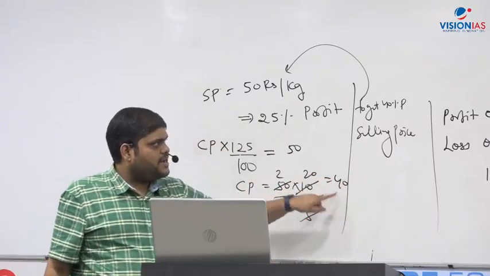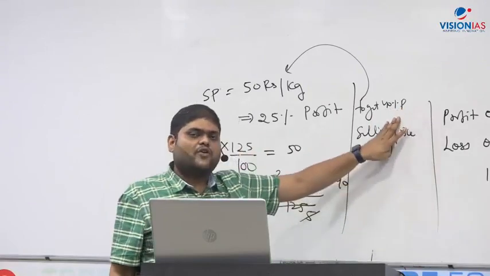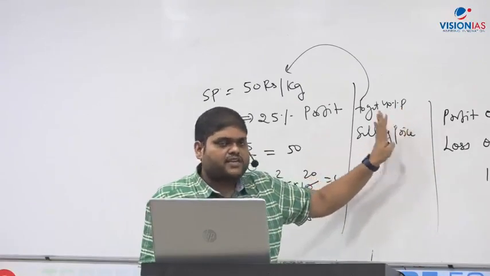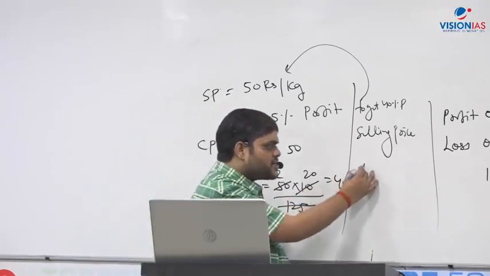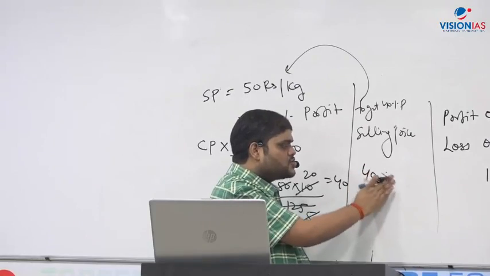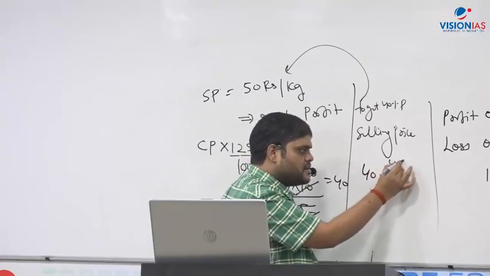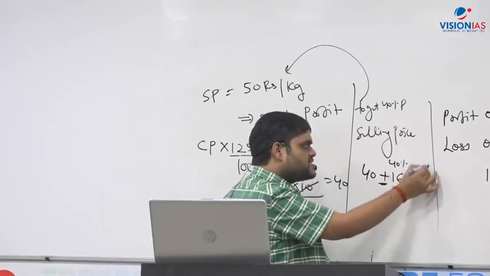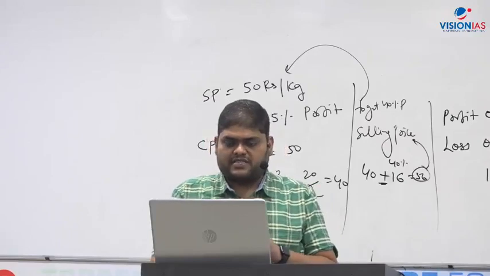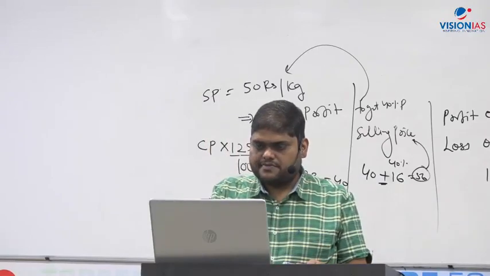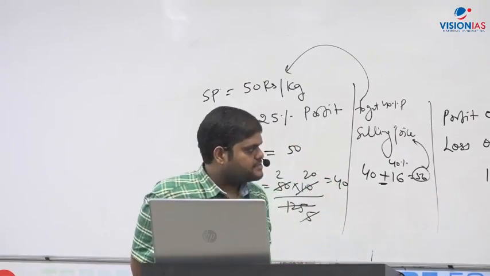CP becomes 40. So to get 40% profit, 40% profit means 40% increment. 40% increment on which price? Cost price. So if I increase 40% of 40, increment means addition. How much? 40%. That becomes 60. That means selling price becomes 56.